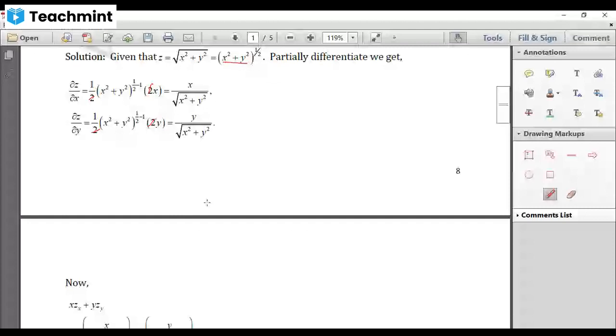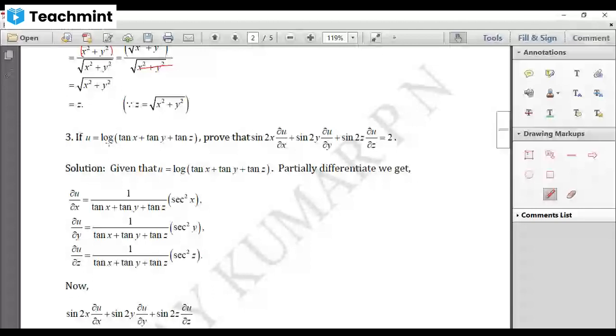Similarly, we'll go for the next one. Suppose u is equal to log of tan x plus tan y plus tan z. That means this is a function having 3 independent variables x, y, z. Then prove that sine 2x into dou u by dou x plus sine 2y into dou u by dou y plus sine 2z into dou u by dou z equal to 2. Whatever form it might have been given, you have to see whether derivatives are present here or not. You have to find those derivatives using the given function.